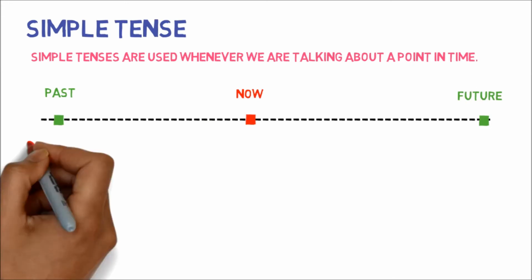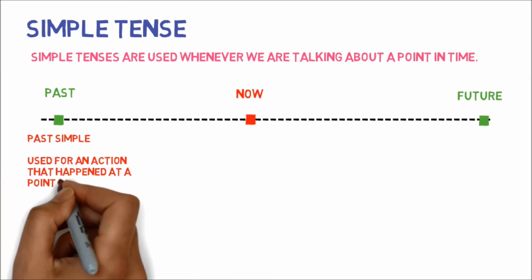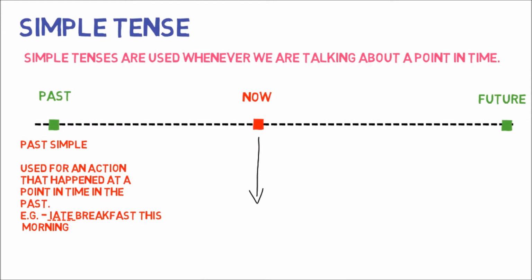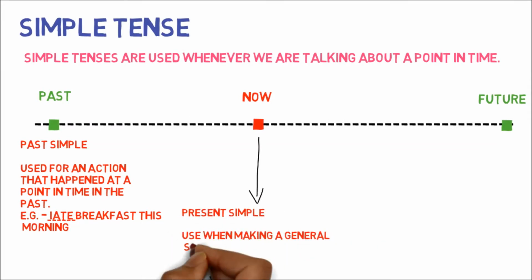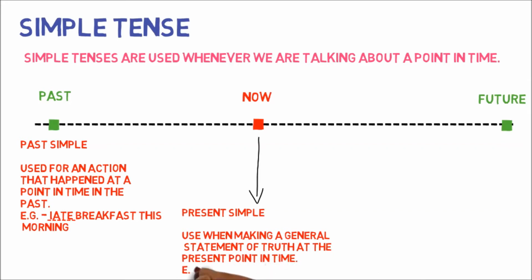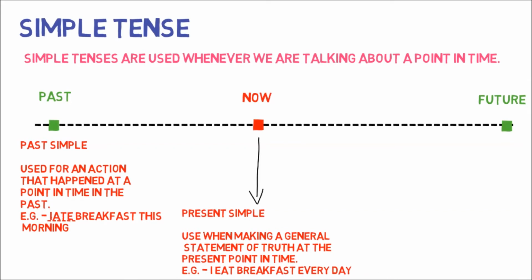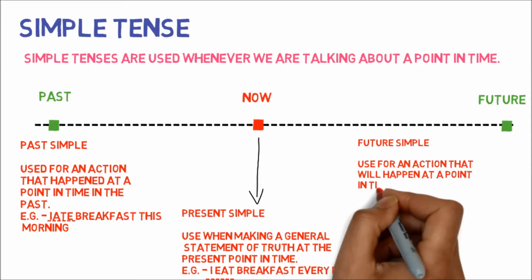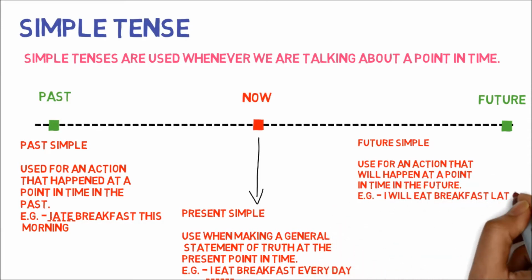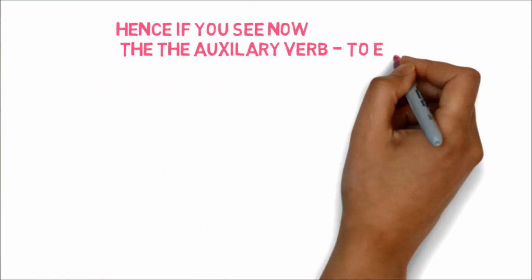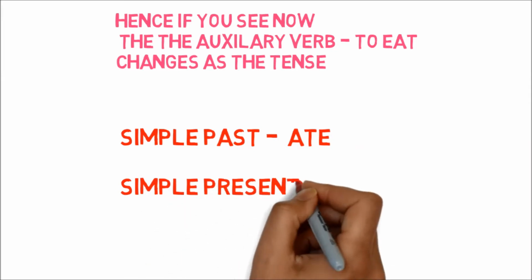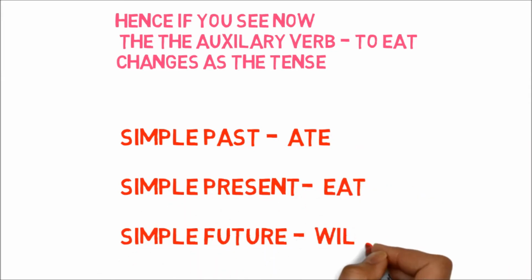Let's see the past simple tense, used for an action that happened at a point in time. I ate breakfast this morning. In the present, it would mean a point happening in the present. Example is, I eat breakfast every day. Similarly, in the future simple, an action happening at that point. Example would be, I will eat breakfast. Hence, if you see now, the verb to eat changes. So the simple past, ate, simple present, eat, and simple future, will eat.